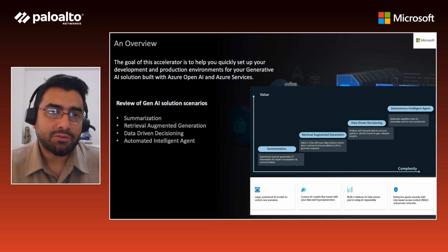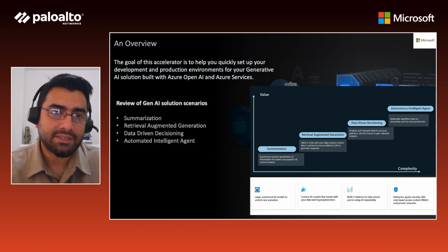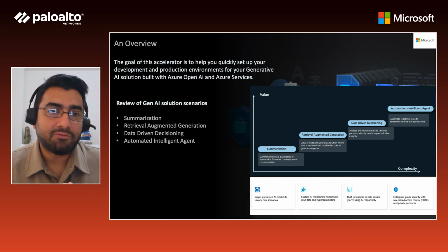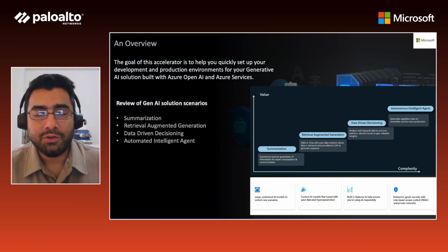So with Gen AI solution scenarios, we have four important parts. The first one is the summarization. Second one is the retrieval augmented generation. That's the design concept that we have. Also data-driven decisioning, and also automated intelligent agent. So these are the four main concepts for Gen AI solution scenarios.